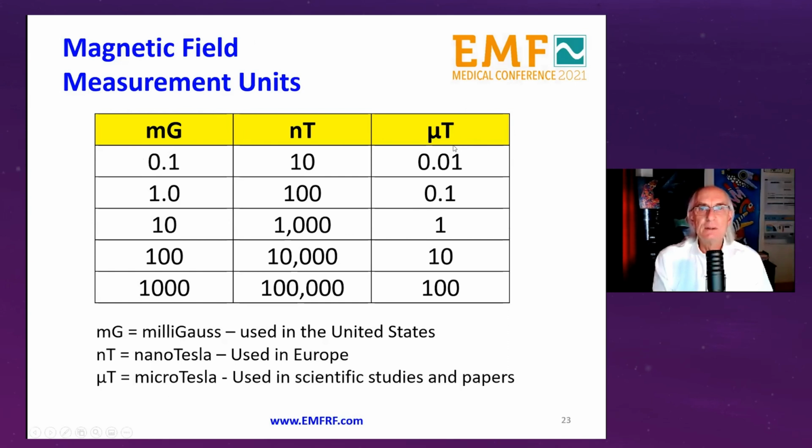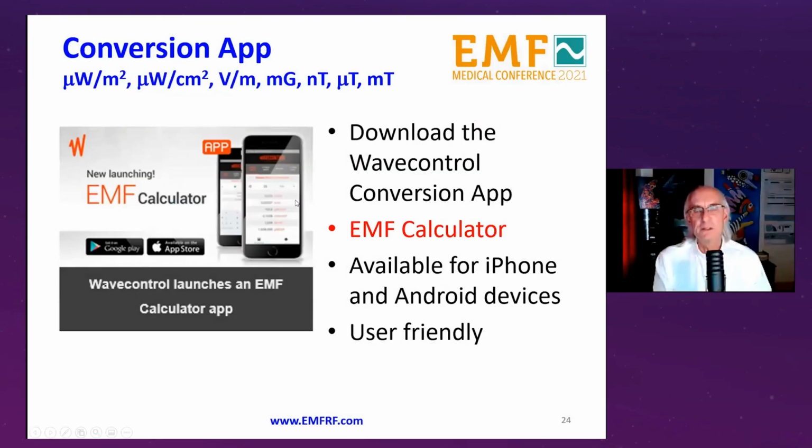If you start reading research papers, you will find different units. For example, in research papers and internationally, the unit of microtesla is used, and in the United States, we use the term milligauss. So here's a little comparison. 1 milligauss would be about 0.1 microtesla. Sometimes nanoteslas are used. So let's make ourselves familiar with that.